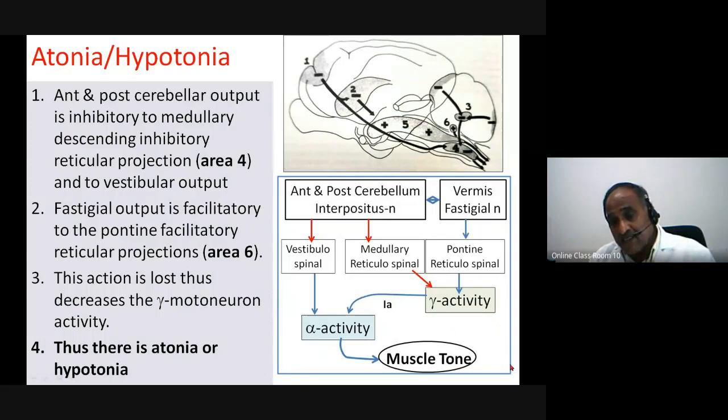And for that reason, when we passively want to stretch the muscle, they offer resistance. This resistance, we consider it as a tone.